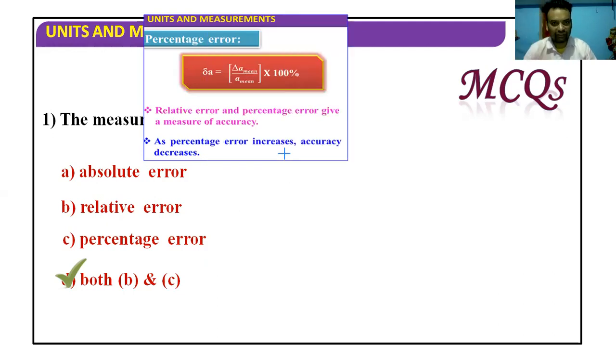So this is percentage error. Already I told you delta A is equal to delta A mean divided by A mean multiply 100. So this will give us the accurate value. As percentage error increases, accuracy decreases. As delta A increases, accuracy decreases.